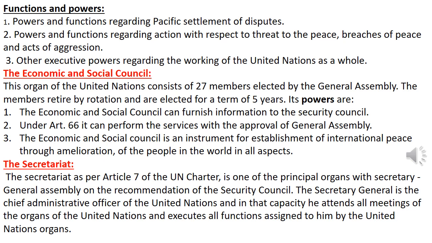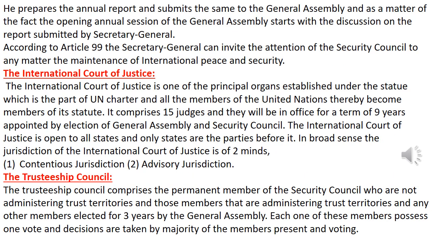Next is the Secretariat. As per Article 7 of the UN Charter, it is another principal organ, where the General Assembly, on recommendation of the Security Council, appoints the Secretary General, who is the Chief Administrative Officer of the United Nations. In that capacity he attends all the meetings of the organs of the United Nations and executes all functions assigned to him by the UNO. The Secretary General prepares the annual report and submits it to the General Assembly, and the General Assembly will have the annual session on submission of the report.